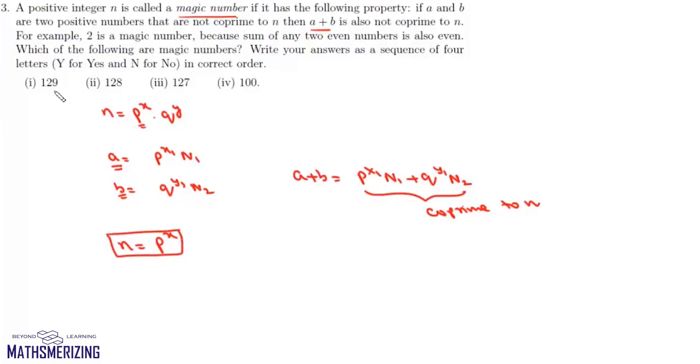So out of these 129, 128, 127 and 100, 128 is 2 to the power 7 and 127 is 3 to the power 5. So both these numbers are some powers of prime. So that means these two numbers, 128 and 127, are magic numbers, whereas 129 and 100 are not magic numbers. So the answer to this question is n, y, y, n.